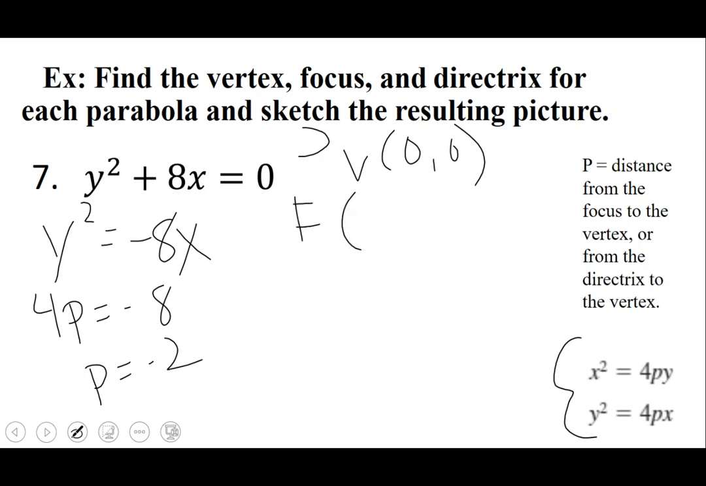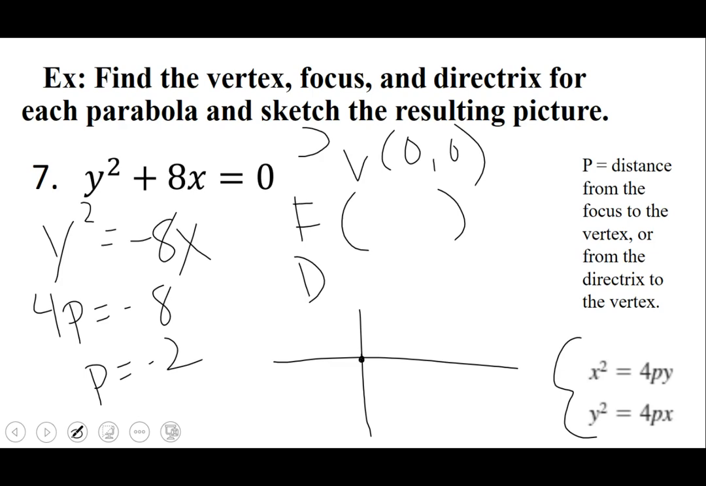You need the focus, which is a point. You need the directrix, which is a line. So again, 0, 0 is your vertex. Your focus has to be in front of the vertex facing the appropriate direction.